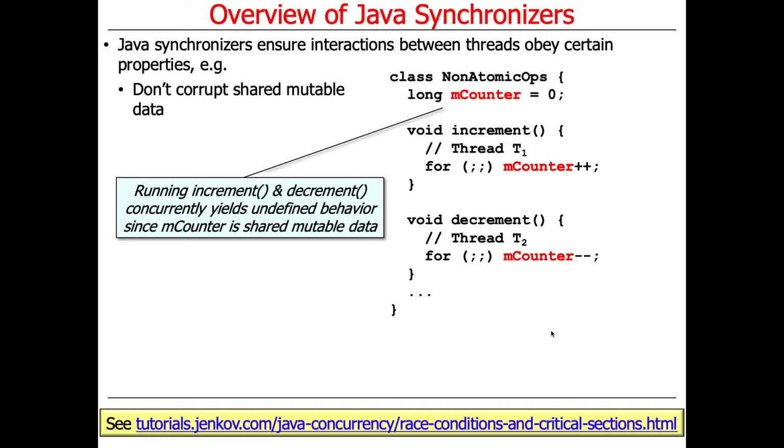What we're going to do is define a counter called mCounter using a limited form of Hungarian notation, called the app form of Hungarian notation as opposed to the system form. This counter starts with the value 0. Then we're going to have two methods, one called increment and one called decrement. Method increment will run in thread T1. Method decrement will run in thread T2. This one will increment, and this one will decrement.